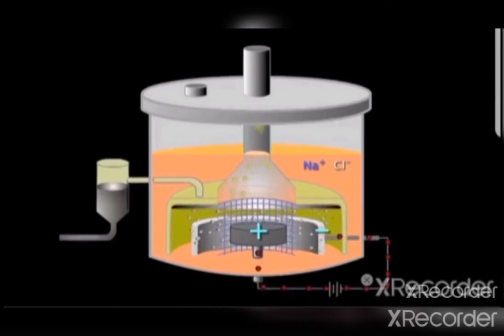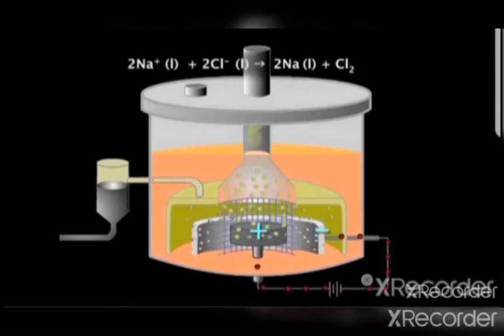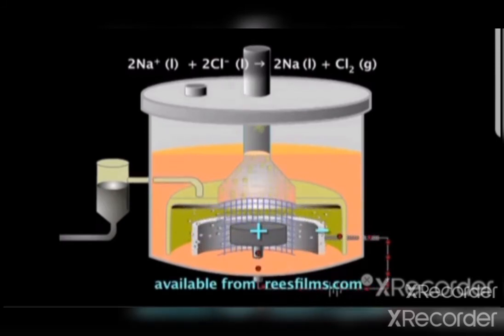The screen allows the sodium and chloride ions to pass through it, but keeps the products apart. Since the liquid sodium is less dense than the electrolyte, the sodium floats up into the hooded structure as the reaction proceeds and is tapped off. Meanwhile, chlorine gas bubbles up from the anode into a separate vent. Here is the equation for the overall reaction.